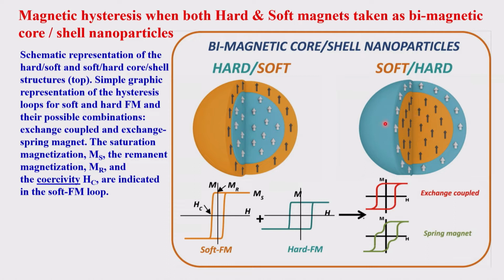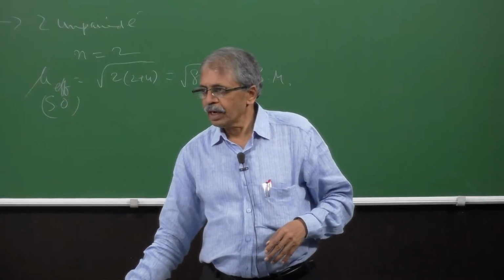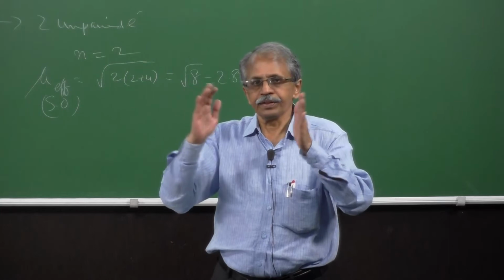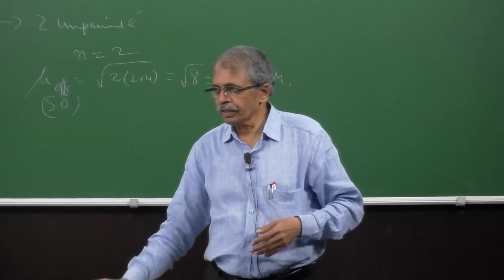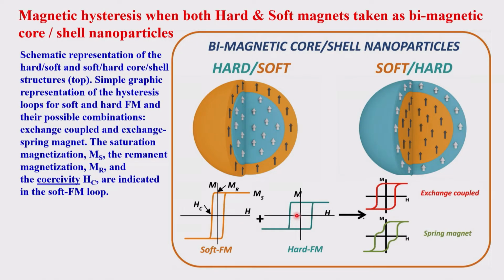So what you are doing is basically hard and soft, or soft and hard. As you have seen already, the soft one will give the magnetization with a lower level of hysteresis, and the hard magnet will give you a greater level of hysteresis. So, if you combine them, they can join together this way.